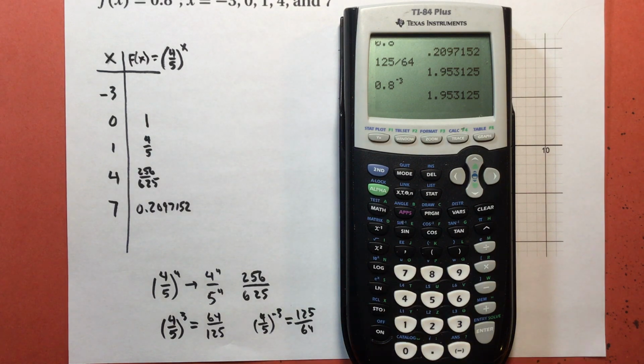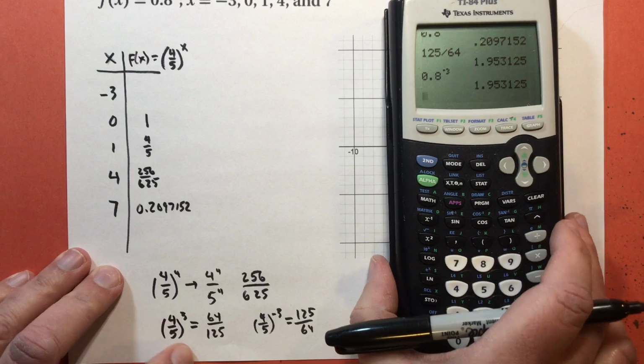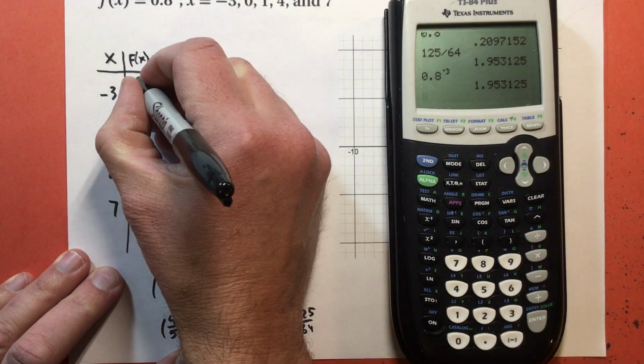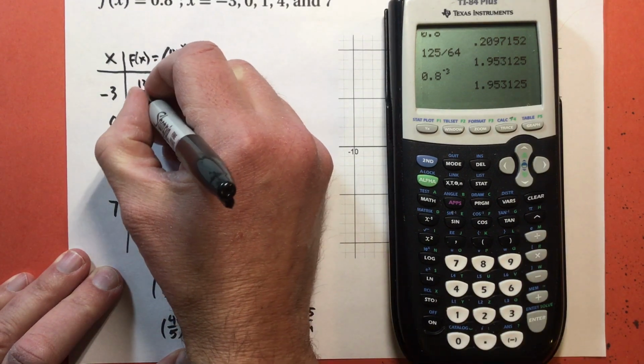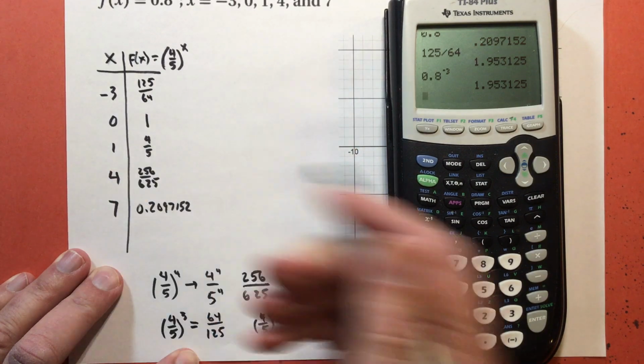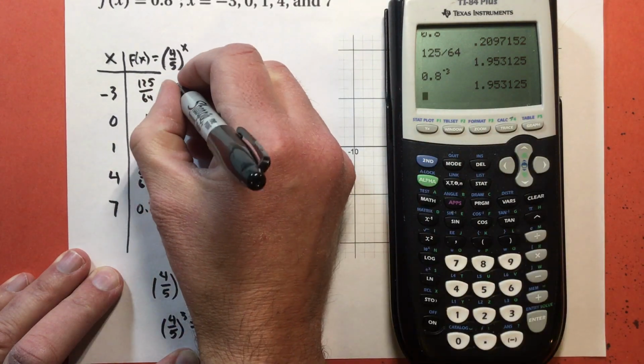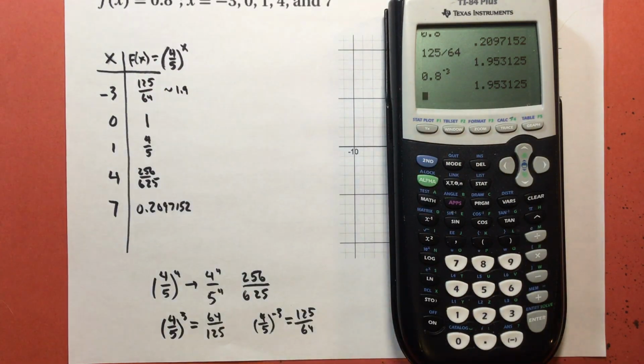So it's really about being able to understand how these things work. It's not about getting the answers, guys. It's really not. It's about understanding how you get it. So I can say 125 over 64, or if you want to say it's about 1.9. Okay, cool.